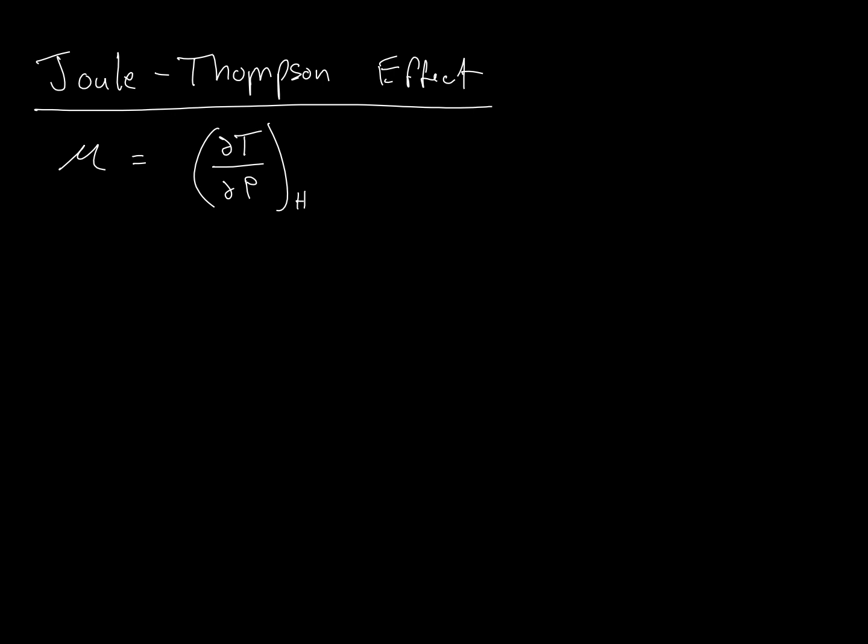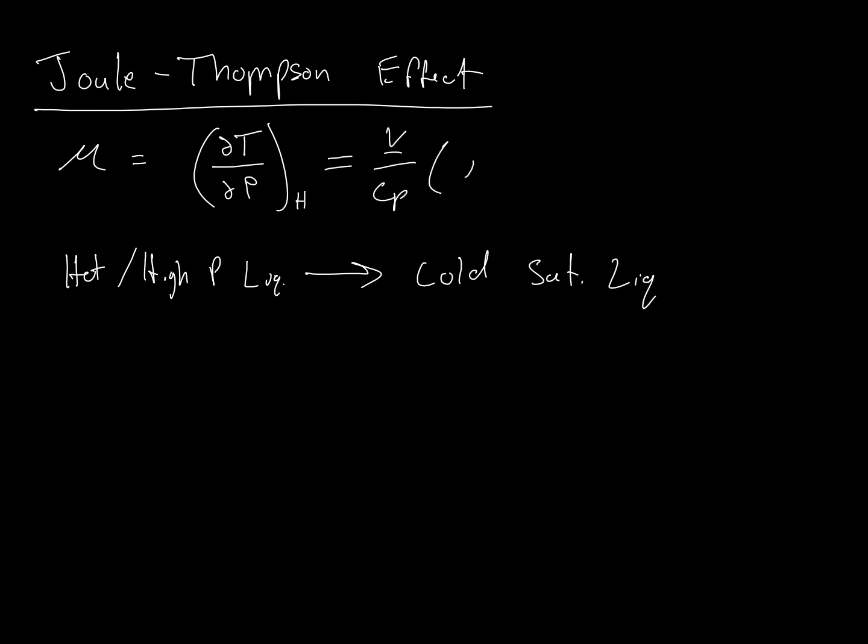We need to take a hot and high pressure gas, or high pressure liquid, rather, and we need to convert that into a lower pressure saturated liquid so that as it goes through the boiler or the evaporator, it sucks all the heat out of the refrigerator and kicks it back out to the condenser, and that's how the refrigeration cycle works. So the Joule-Thomson coefficient from classical thermo is given by this mathematical expression.